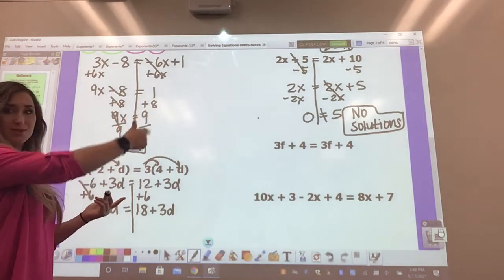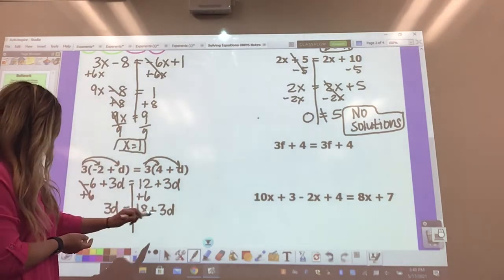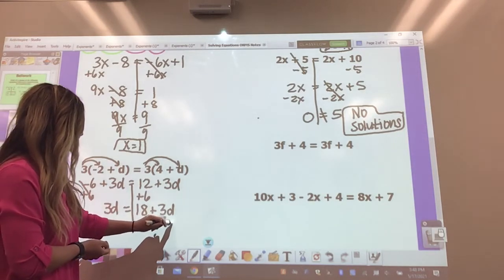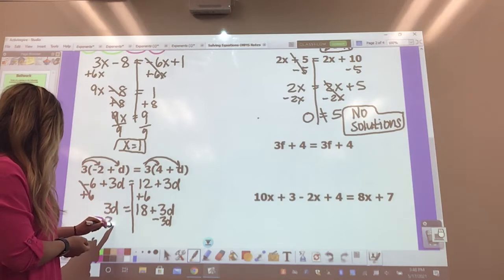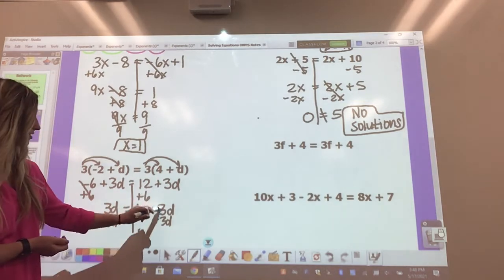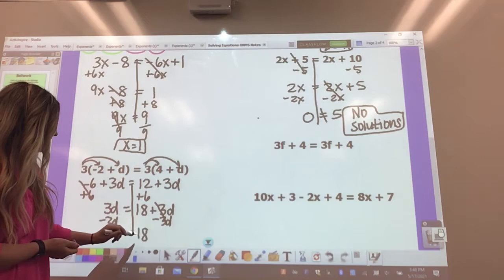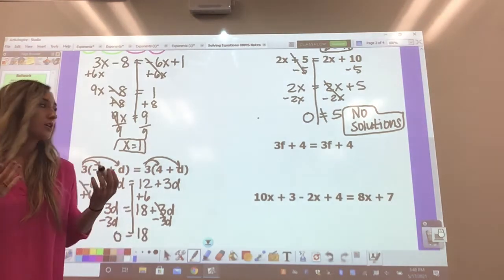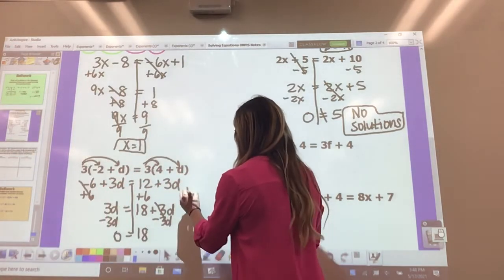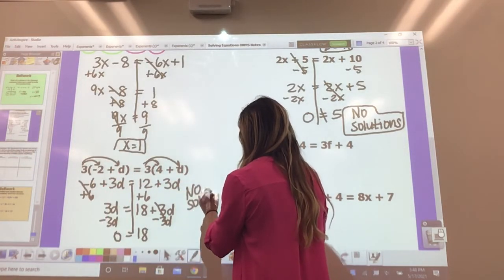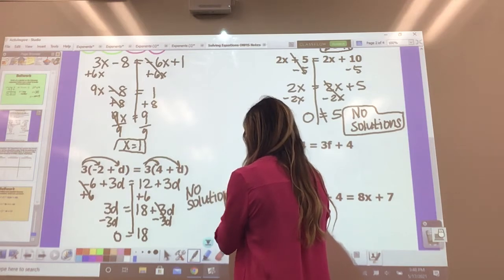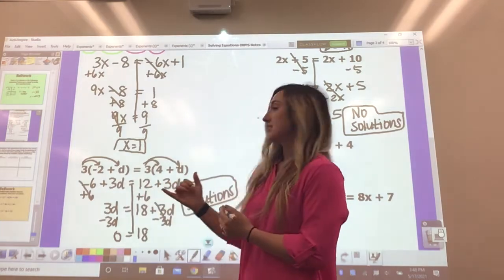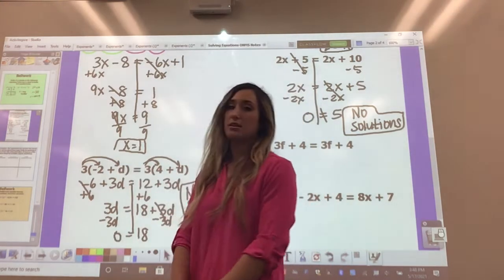This looks very similar to the one we just did. To get rid of the variables on this side, I'll subtract 3d from here, and whatever I do on one side I need to do to the other. So once again, I'm left with 18 on this side equal to 0. And does 18 equal 0? No, meaning there are no solutions. Once again, there's nothing that d can be that would have this equation hold true.